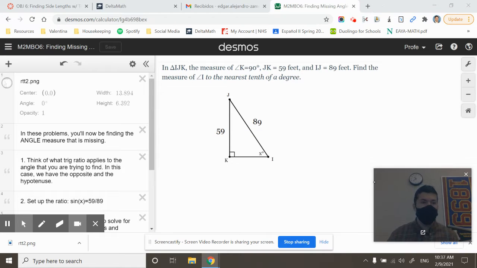All right, hey guys, today I'm going to show you how to solve for missing angles of triangles. So yesterday we looked at how to solve for missing sides. Solving for missing angles is very similar.